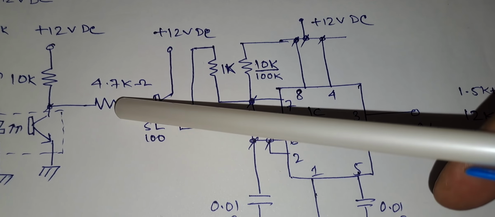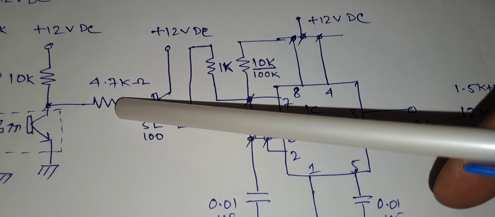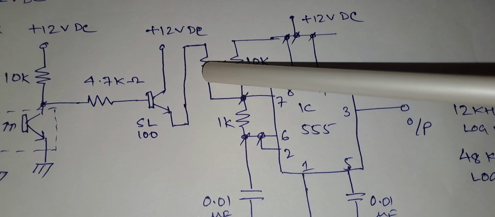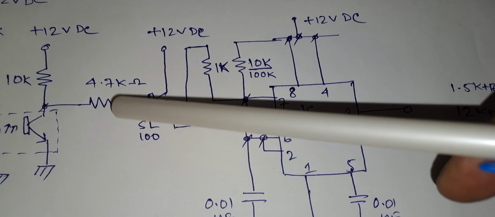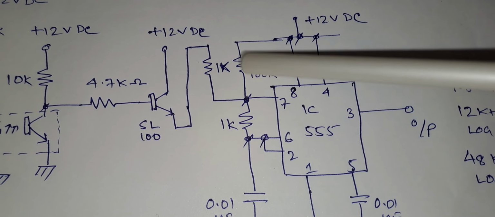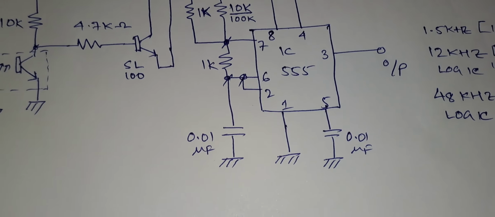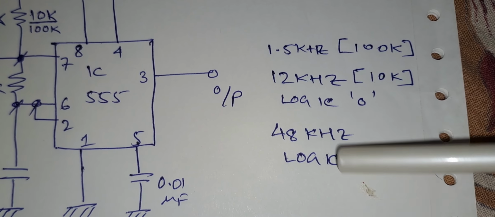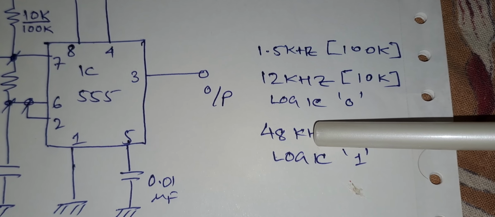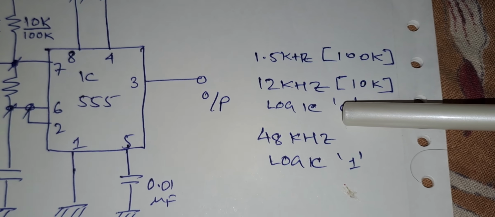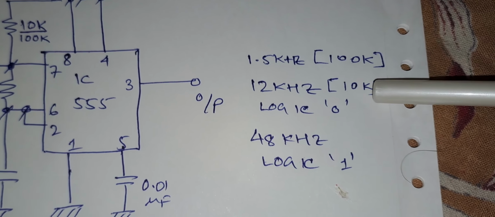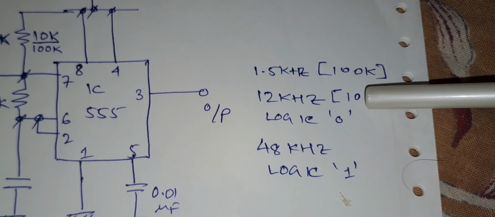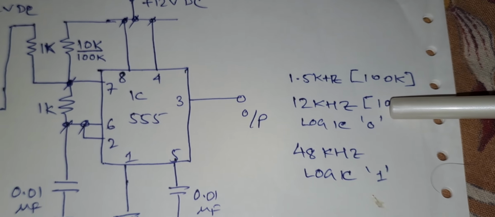So whenever there is a logic 0, this resistance will be in parallel to this resistance, and whenever there is a logic 1, this resistance will not be in parallel. So as you can see here, these are the logic levels. At logic 1 I am going to generate a frequency of 48 kHz, and at logic 0 I am going to generate a frequency of 12 kHz with a 10K resistance and 1.5 kHz with a 100K resistance. So I will be putting in the 10K resistance and observing the results.